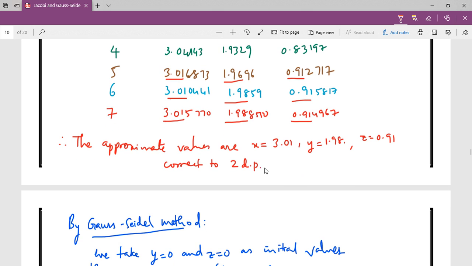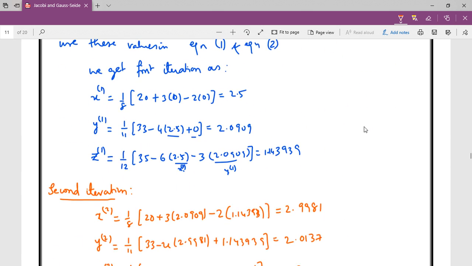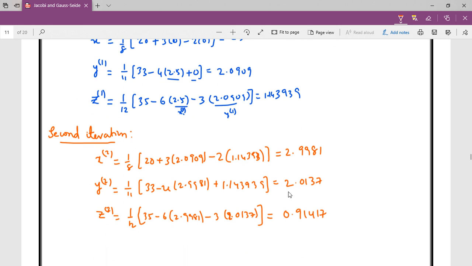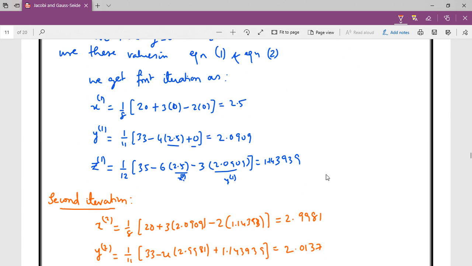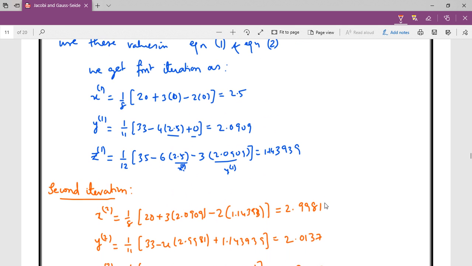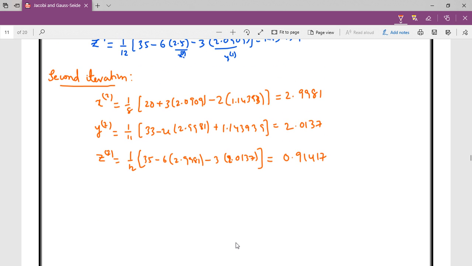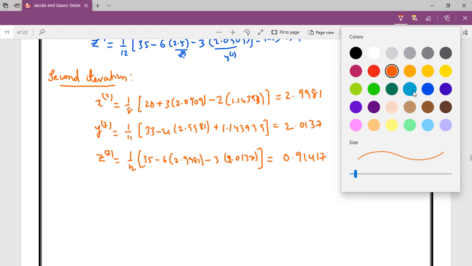So, what was the root's value? Correct, it is 3.01, 1.98, 0.91. Okay. So, this is approximately 3 and this is approximately 2 and this is approximately 0.91. So, the root if you want to correct it to two places. So, now see in the first iteration as well as in the second iteration. Okay. Now, let us go for the third iteration.